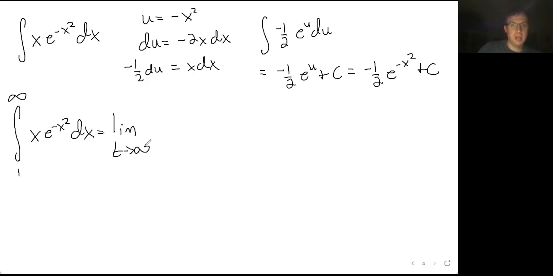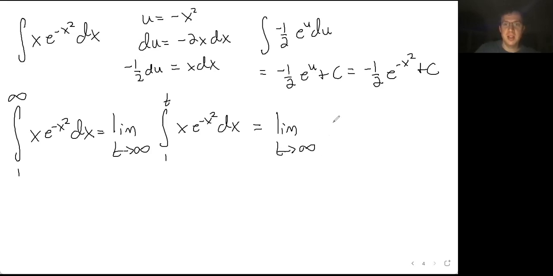So first up, improper integrals are limits, integrating from 1 to t, x e to the minus x squared dx. We just found the antiderivative. So what we're taking the limit of as t goes to infinity is negative 1/2 e to the minus x squared from 1 to t. Now substitute these in, and for the sake of taking the limit, I'm going to write it without a negative exponent.